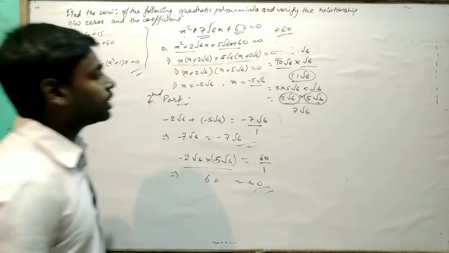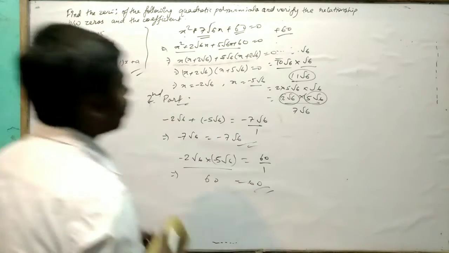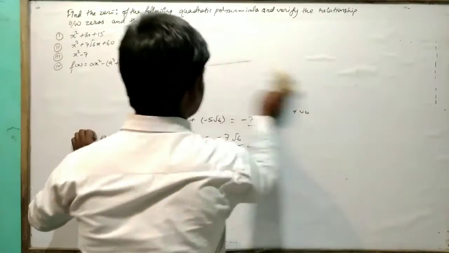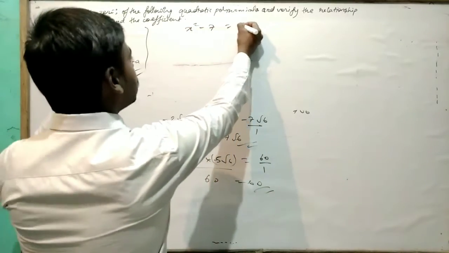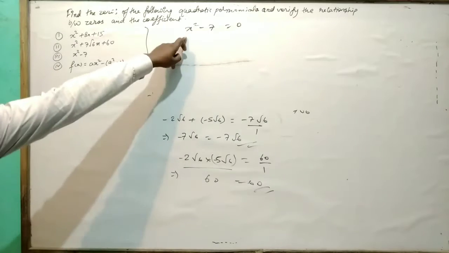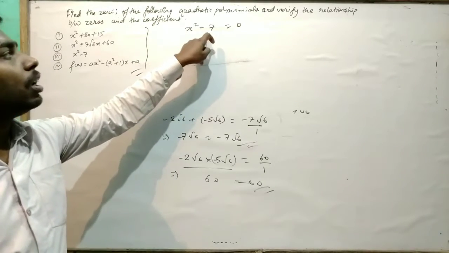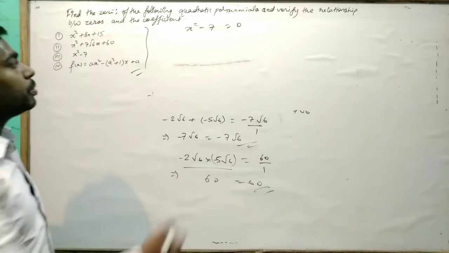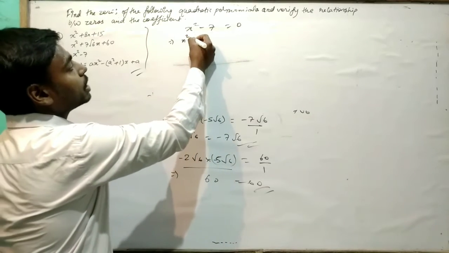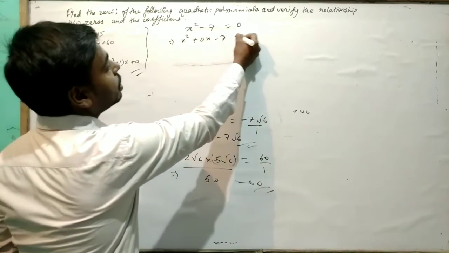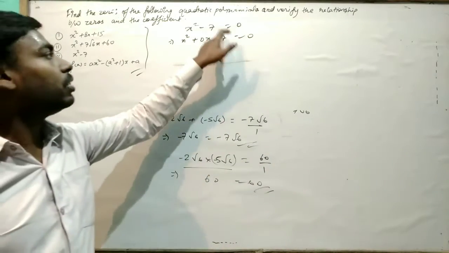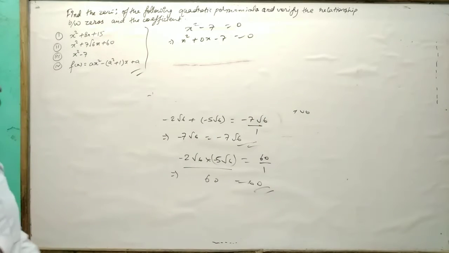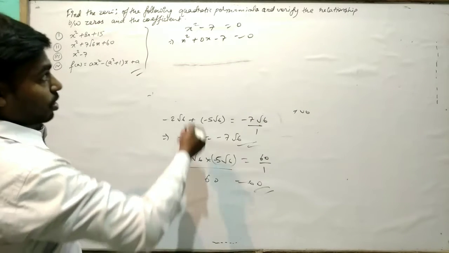Next example, x square minus 7. How can we solve it? Here x square minus 7 is equal to 0. Here the coefficient of x square is 1. There is no coefficient of x, so we can write it as x square plus 0x minus 7 is equal to 0. Now we get the coefficient of x is 0 and the constant term is minus 7.